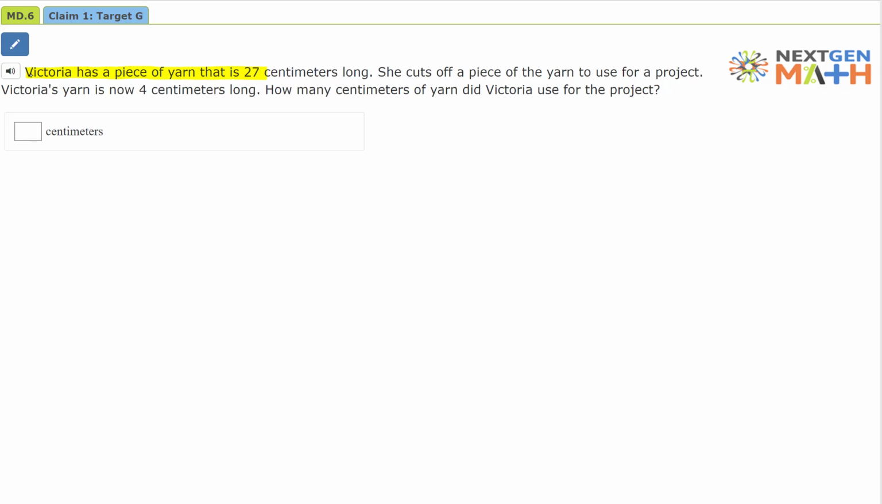Victoria has a piece of yarn that is 27 meters long. She cuts off a piece of the yarn to use for a project. Victoria's yarn is now 4 centimeters long. How many centimeters of yarn did Victoria use for the project?